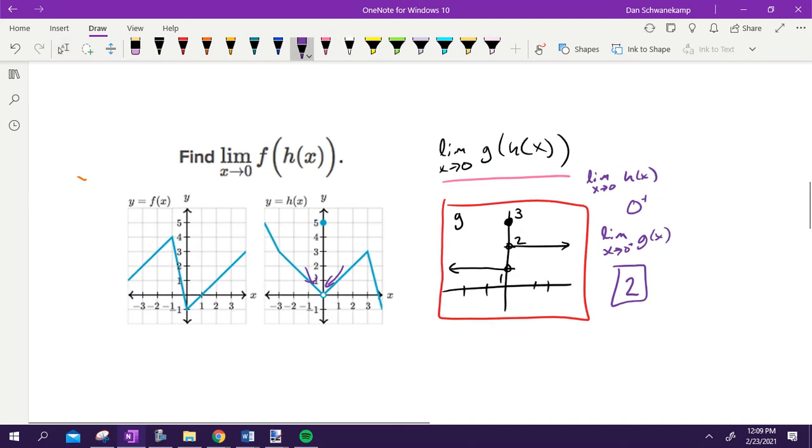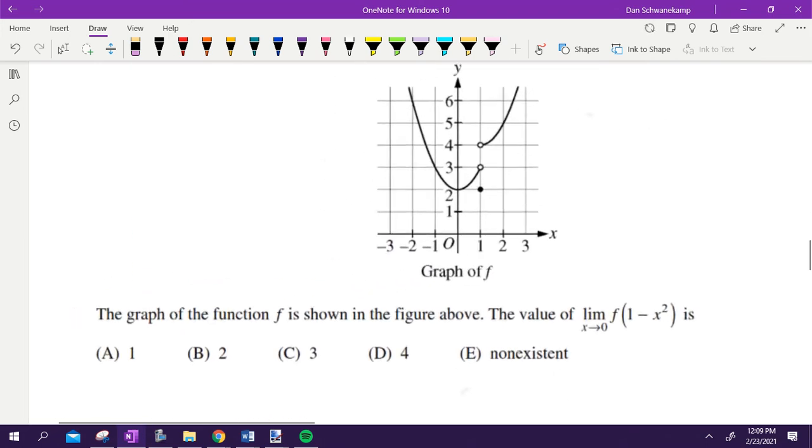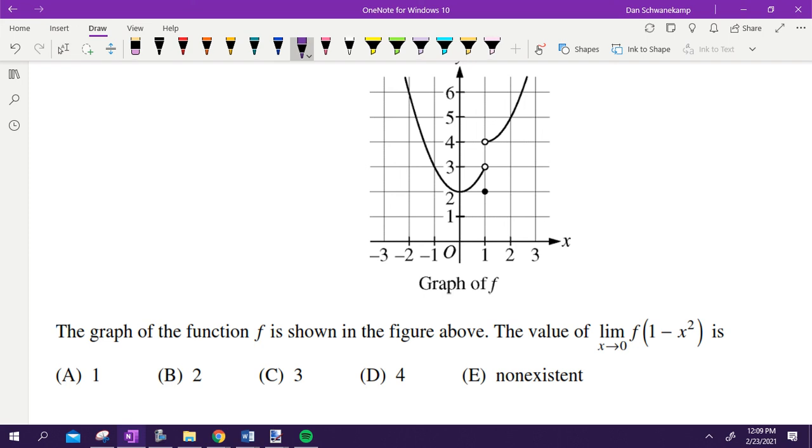Questions on that? Let's go to the next one. This one's a little bit tougher. This was on an AP test. Find the limit as x approaches 0 of f of 1 minus x squared. That's a function composition. If you think about the picture, you'll be better off. See if you can get it.